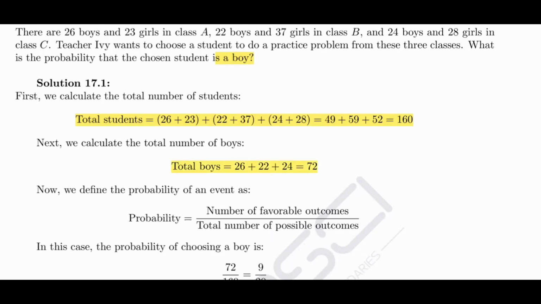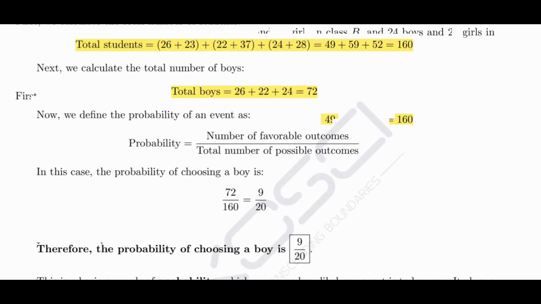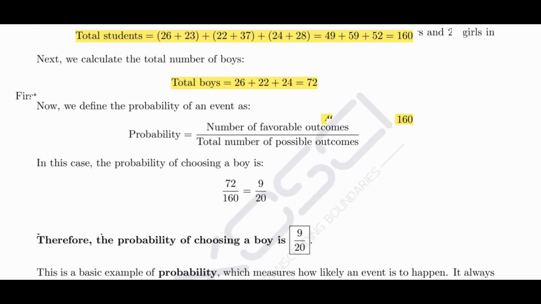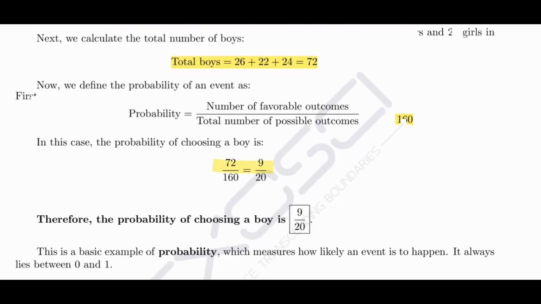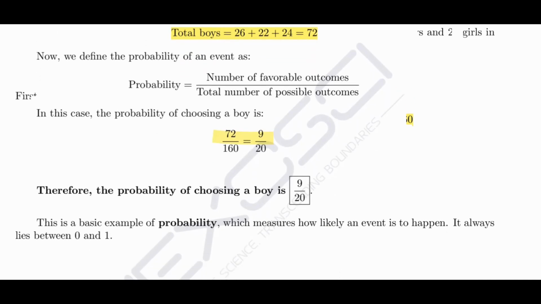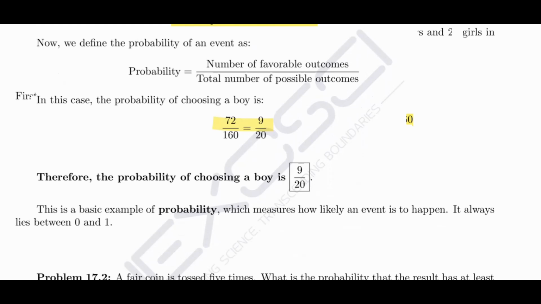That makes 72 boys. So the probability equals the number of boys divided by the total number of students, 72 out of 160. We can reduce that fraction to 9 out of 20. So the probability of choosing a boy is 9 over 20. What did we learn here? This example shows the basic definition of probability. Probability equals favorable outcomes divided by total possible outcomes.